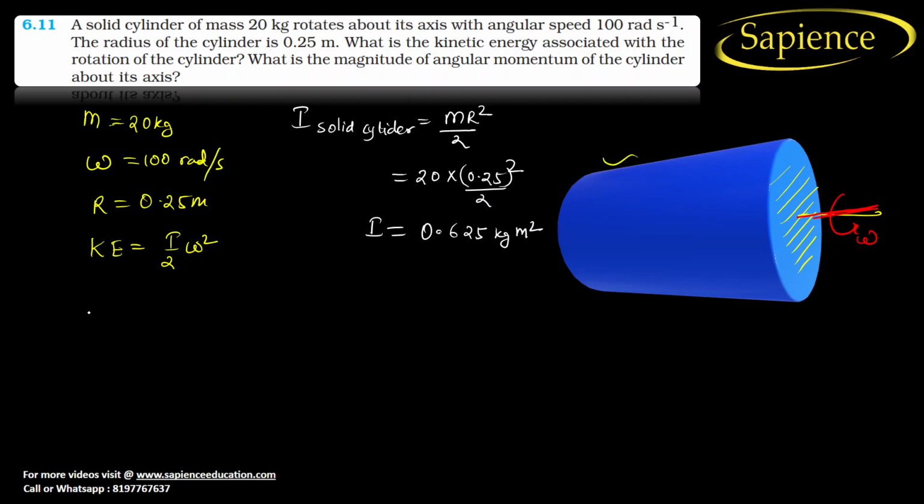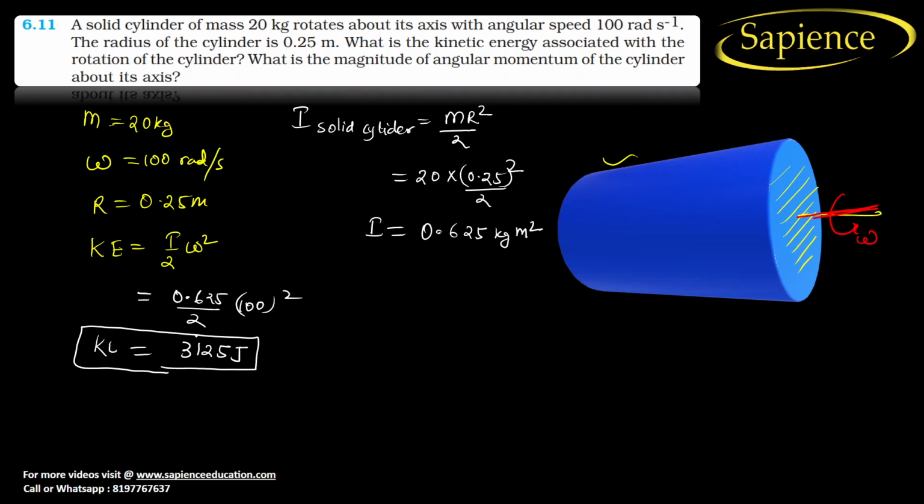Now we need to find the kinetic energy. The kinetic energy will be 0.625 by 2 into omega square, meaning 100 whole square. By calculation we can easily get 3125 joule. I hope you have understood this. So this is our kinetic energy.